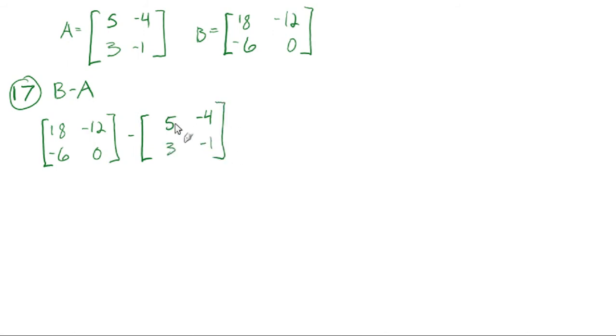Okay, you want to be careful with matrix subtraction. If necessary, you could distribute this negative to everything, and then it'll become addition of the negative. That would work. The thing you need to be careful of is that everything gets subtracted. The 5 gets subtracted. The -4 gets subtracted, which means 4 gets added. That's what you want to be careful of. So 18 minus 5 is 13. -12 minus a -4, that would be the same as -12 plus 4, is going to be -8. -6 minus 3 is -9. And 0 minus a -1, or 0 plus 1, is 1. So there's B minus A.